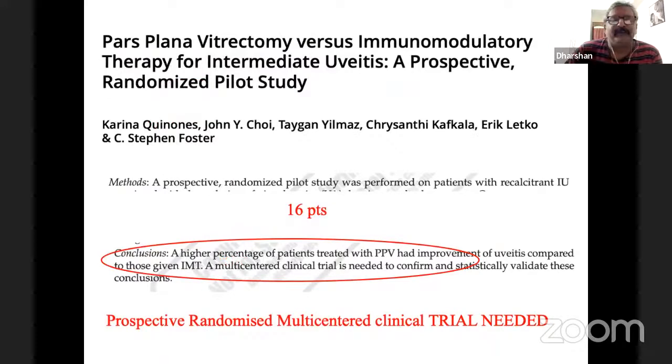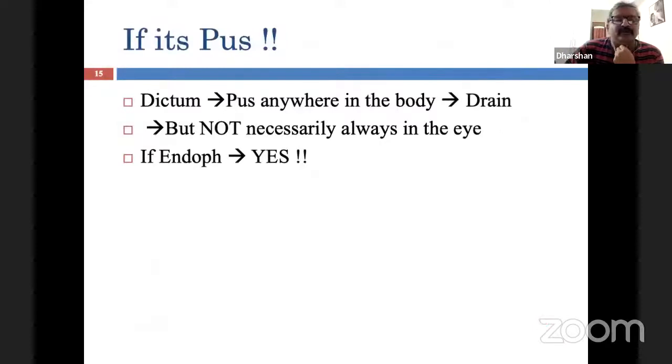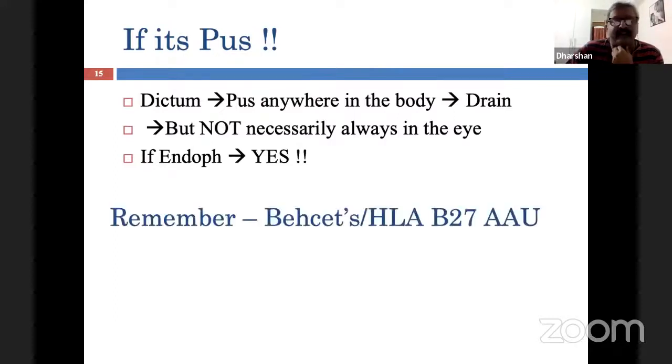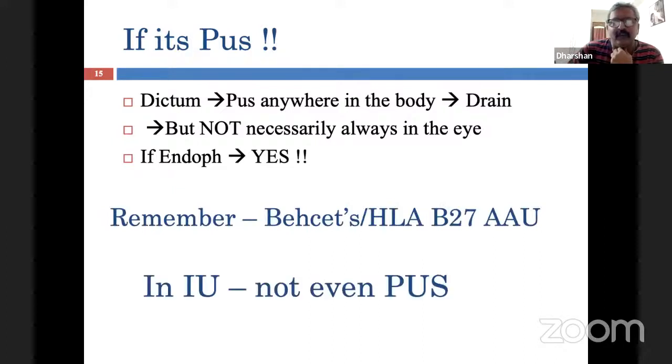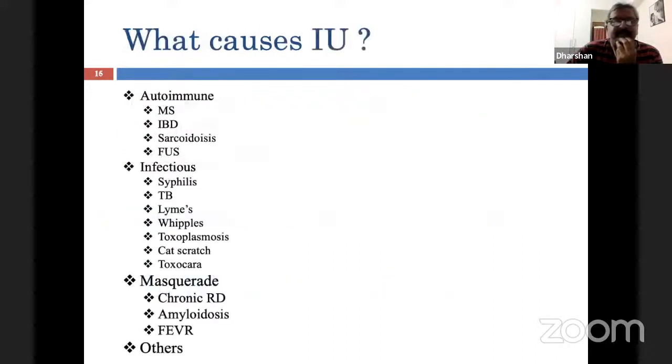We had this randomized pilot study many years back, which again didn't conclude conclusively that it is better, but they just said that you need a prospective randomized multicentered clinical trial. This was years ago when I was a fellow or probably after that. At least, they say the dictum is pus anywhere in the body, you need to drain. But this is not necessarily always so even in the eye. If it is endophthalmitis, yes. But remember, hypopyon uveitis in Behçet's or HLA-B27, you treat them medically. And come on, in intermediate uveitis, it's not even pus.